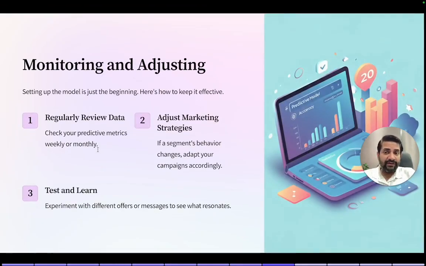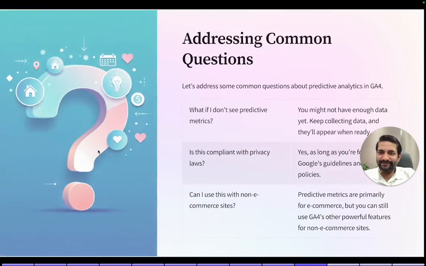Once you have set up the model, it is just the beginning. And to keep it effective, you check your predictive metrics weekly or monthly. And if the segment's behavior changes, adapt your campaigns accordingly. Experiment with different offers or messages to see what resonates and works.